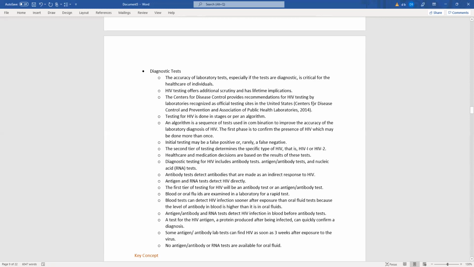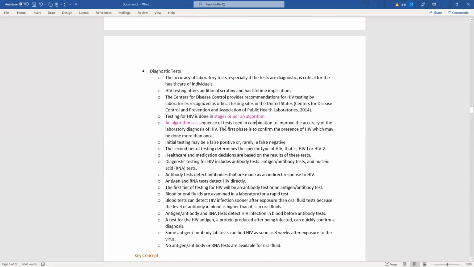The CDC provides recommendations for HIV testing by labs recognized as official testing sites in the U.S. Testing for HIV is done in stages or per an algorithm. An algorithm is a sequence of tests used in combination to improve the accuracy of the lab diagnosis of HIV.